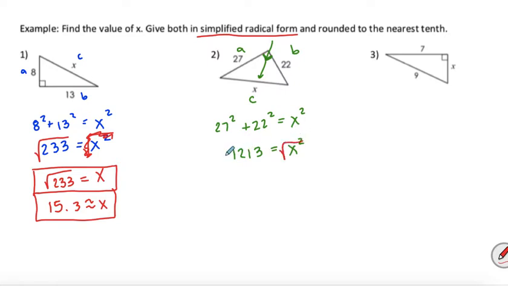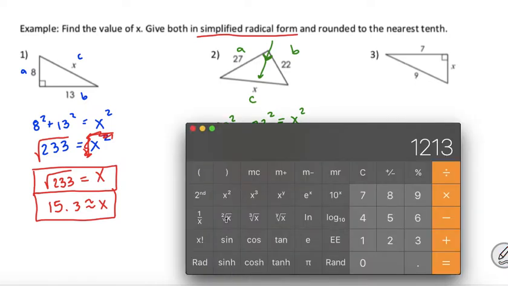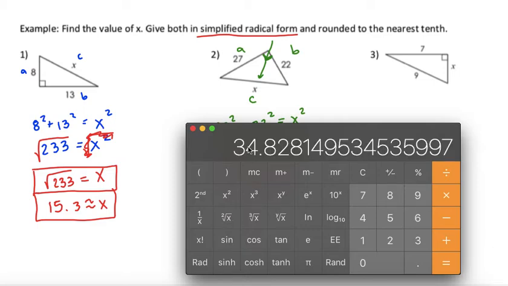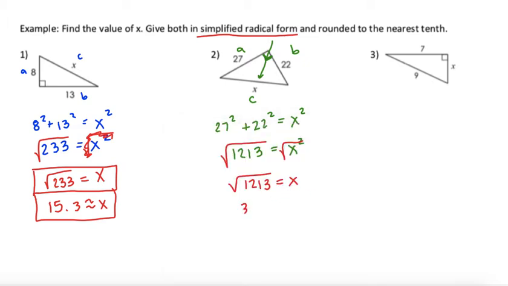Simplify by taking the square root of both sides, leaving me with x, and here's my radical. And then on my calculator, I will take the square root of that to get my approximation rounded to the nearest tenth, 34.8. And that would be approximately x. So here's my rounded to the nearest tenth, here's my radical.